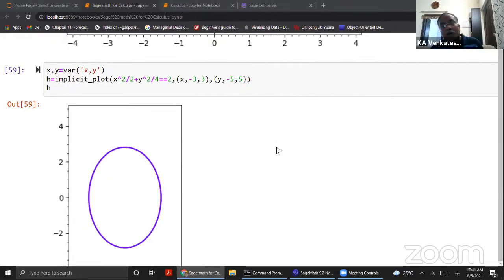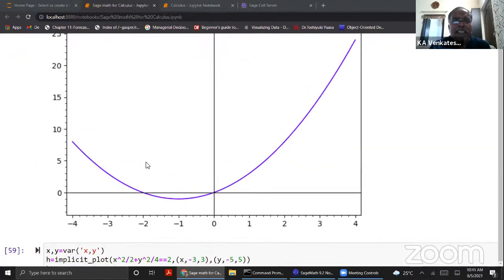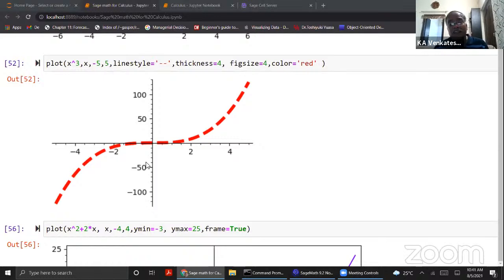As I said, when there are two variables, we have to talk like this. When you are saying variables x comma y, and implicit plot x square by 2 plus y square by 4 equal to 2, I'm writing here that x takes values from -3 to 3. Within that range, y can take values from -5 to 5. So we got the output, h. The moment you show h, you are getting an ellipse. So this is the basics required for learning calculus. Beyond this, there are two more syntaxes required. When needed, we'll talk about that.